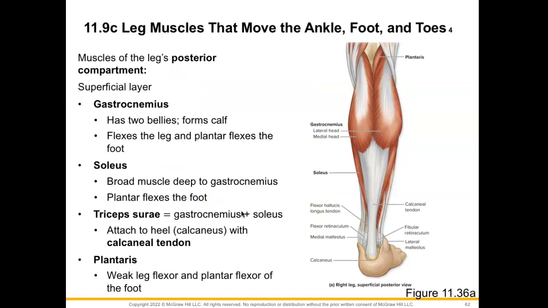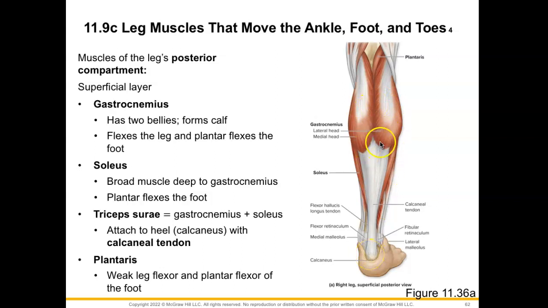And now for our posterior compartment of the leg, we have 2 layers here. We'll start off with the superficial layer and then talk about the deep layer. So here's our gastrocnemius muscle. It has 2 bellies, hence the name gastro in its name, a lateral head and a medial head to form the calf. And this muscle is going to help to flex the leg and plantar flex the foot. The muscle bellies here originate at the femur on those medial and lateral condyles, so we are crossing the knee joint, but its primary function is going to be plantar flexion of the foot.